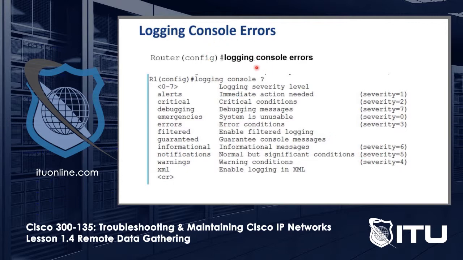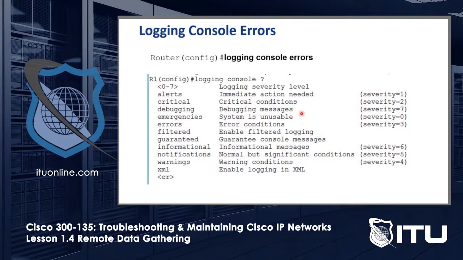So if we want to capture errors, we could say logging console errors. And so we can see that if we say logging console question mark, that shows us we can choose from 0 to 7. Or we can choose alerts, critical, debugging, which we can see what the equivalent number is. So if you go, I don't remember what 4 is as opposed to 5, not a problem. You either just say logging console space question mark, and you just see right here, or you can see the alerts, the critical, and then you can map them.